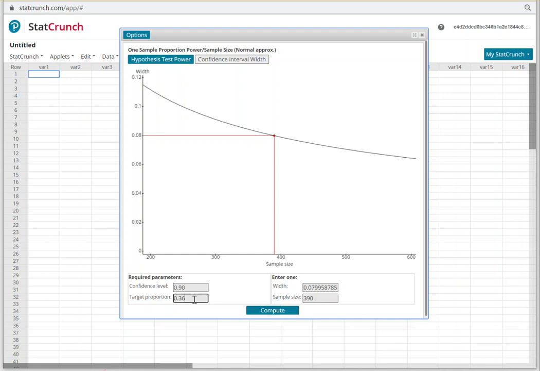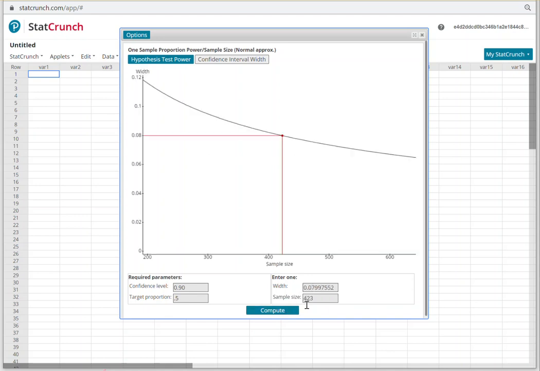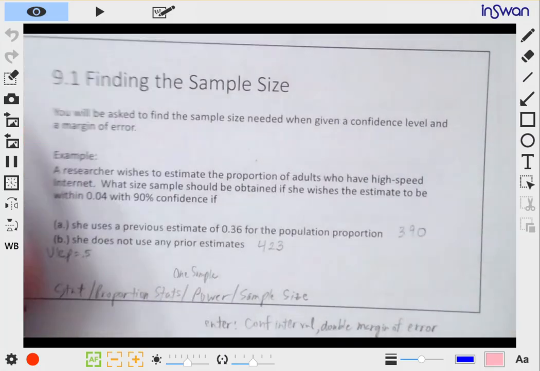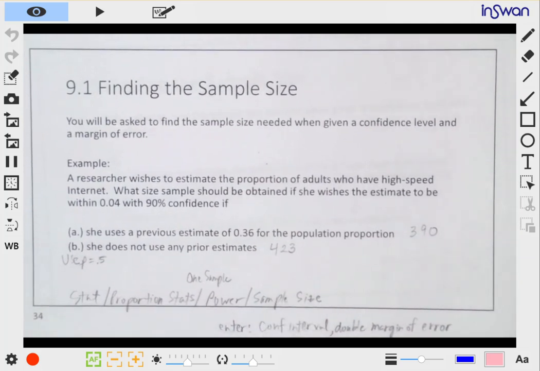And so now we're going to assume we don't have a given target proportion. So we're going to use 0.5. I'm just going to make sure this says 0.08. And when we hit enter, we get 423. So I'll just switch back real quick. We got 390 in this case and 423 here. All right, so that's it for the 9.1 notes. And if you have any questions, just let me know.